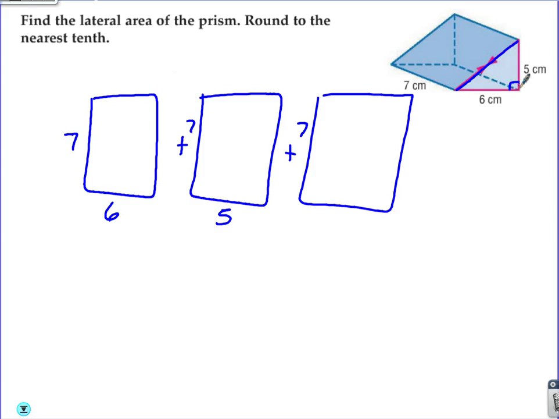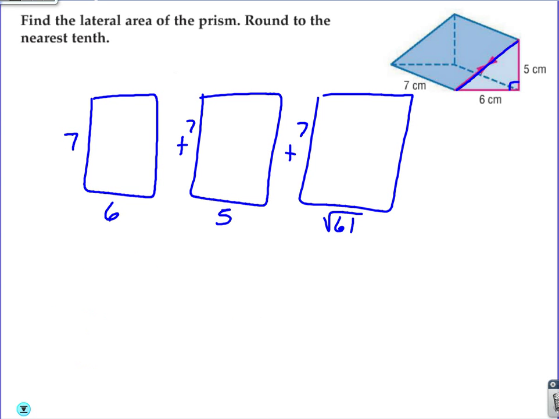Pythagorean theorem again. If you don't learn anything else, learn the Pythagorean theorem. You use it a lot. a squared plus b squared equals c squared. So take the square root to get rid of the square. I think it would be the square root of 61, to be exact. Any questions on how I found that?